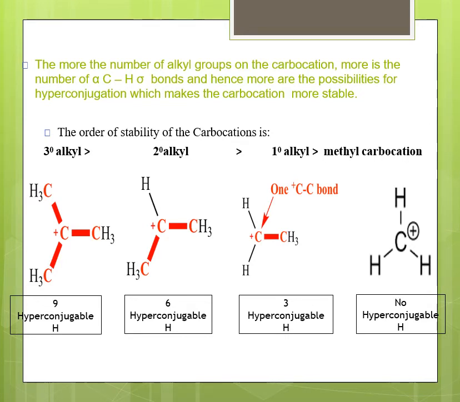So we can say that with 3 alkyl groups attached, such a carbocation will have greater stability. With 2 methyl groups attached, we will have lesser stability. With 1 methyl group attached, that will still have lesser stability, and the methyl carbocation will have the least stability. Alright, stability is in terms of hyperconjugation.